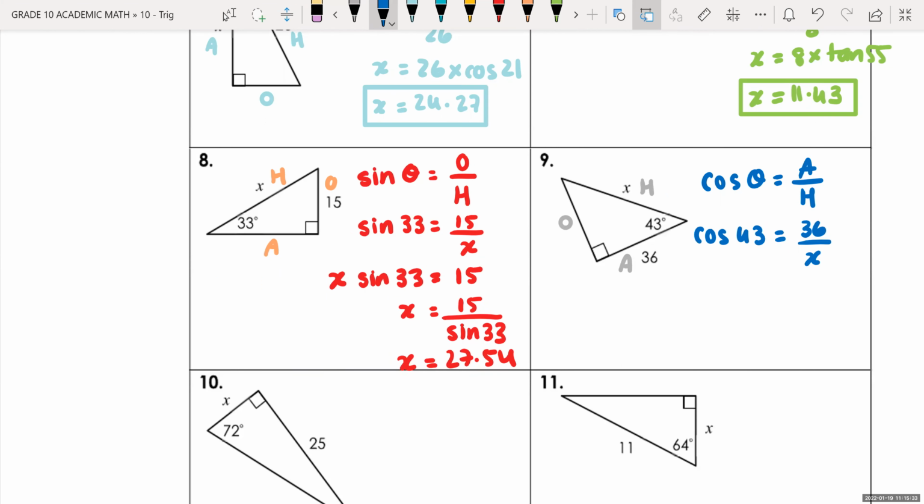So again, the x is at the bottom. That kind of means we're going to have to do 2 steps. First, we're going to have to move the x beside the cos 43. And then we're going to have to move the cos 43 to the other side and divide it. What'd you guys get for this? Yep, good job. 49.22.